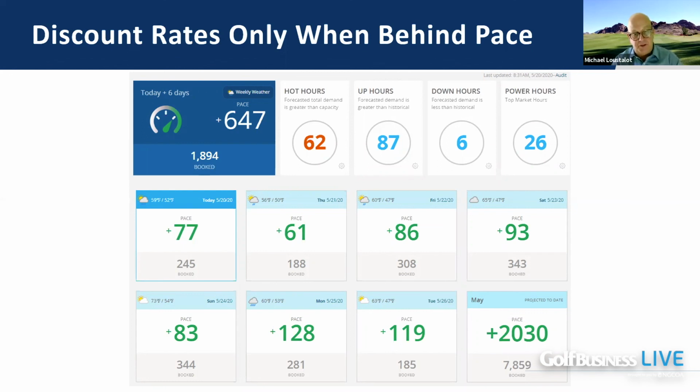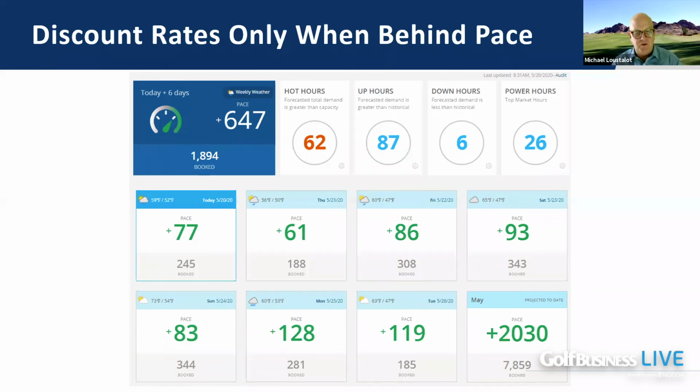And if you look at this particular demo golf course, you'll see that over the course of May, this course is experiencing a huge amount of demand, because they're in a market where not all the golf courses have remained open, but the weather's been good. They're ahead of their historical pace, and there's a lot of demand. You can see in this case for the next 6 days that this golf course is 647 rounds ahead of pace. And if we just look at Thursday, which is tomorrow, this course was 61 rounds ahead of pace.